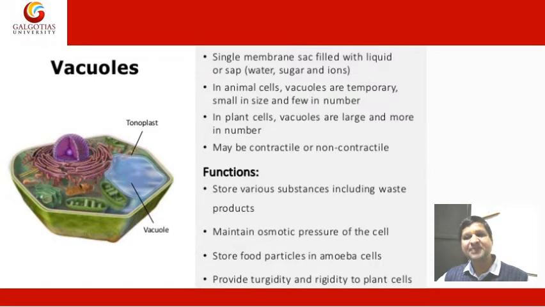Vacuoles are single membrane sacs filled with liquid or sap, water, sugar, and ions. In animal cells, vacuoles are temporary, small in size, and few in number. In plant cells, vacuoles are large and more in number, and may be contractile or non-contractile. Function: store various substances including waste products, maintain osmotic pressure of the cell, store food particles in amoeba cells, and provide turgidity and rigidity to the plant cell.